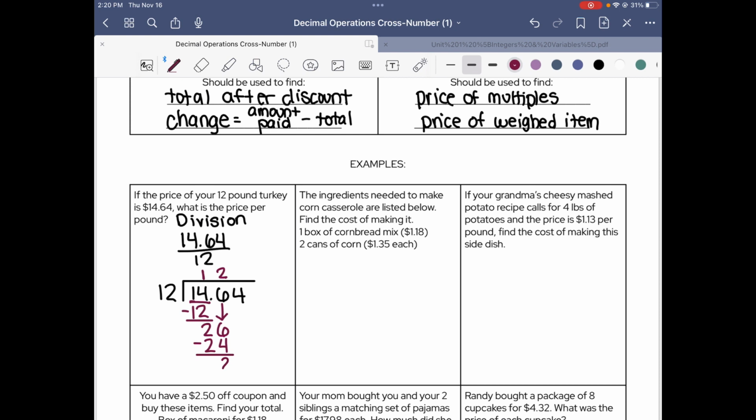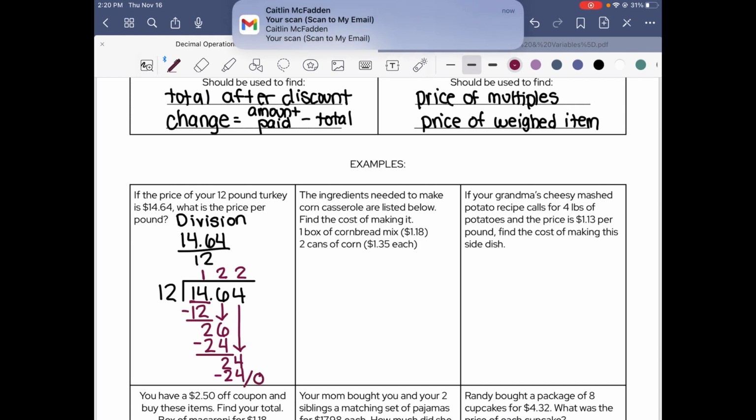26 minus 24 is 2, and then I drop that 4 on down. And because of that last step, I already know that 12 times 2 is 24, and that 12 goes into 24 twice. So I'm going to put a 2 up here, and that leaves me with a remainder of 0.